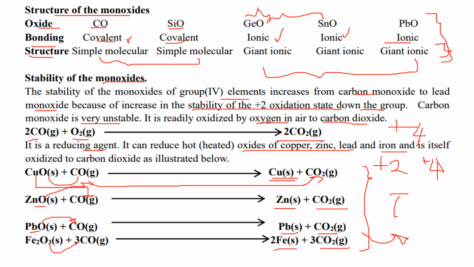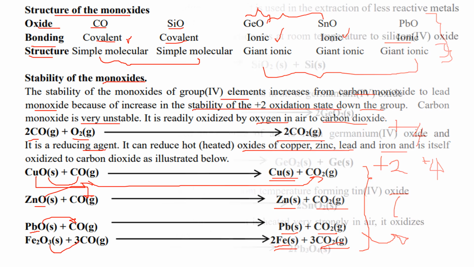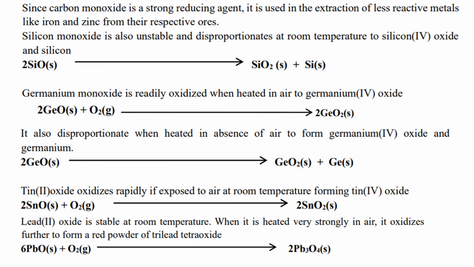So anyway, when you see carbon monoxide gas reacting with an oxide, just know that you are going to get an element, and the carbon monoxide gas is going to be oxidized to its most stable oxide, which is going to be the +4 oxide, or the dioxide. Now proceeding, since carbon monoxide is a strong reducing agent, it is also going to be used in extraction of less reactive metals like iron and zinc. And we shall look more in detail at these under transition elements.